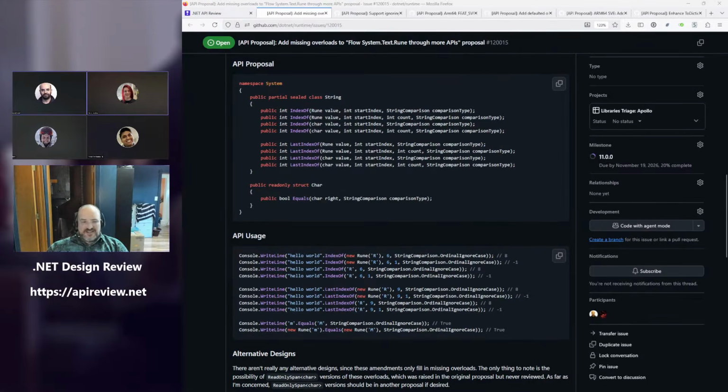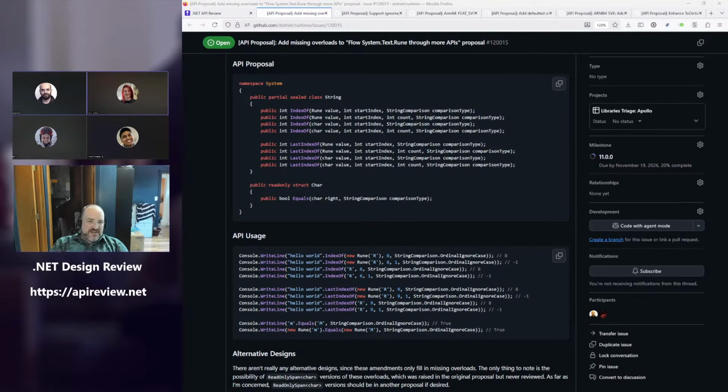Yes, because we added this equals also in the rune. So this would be matching what we added to rune. Yeah, but with rune, I can understand it. Because rune, I guess you have the same with char as well. This is the weird math face numeral 0, and you want to say that it's equal to ASCII 0.